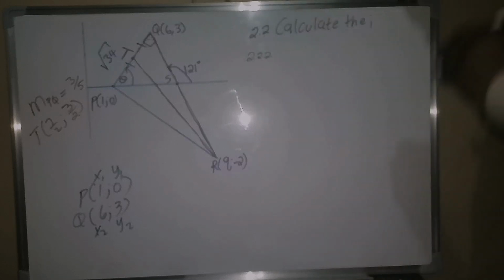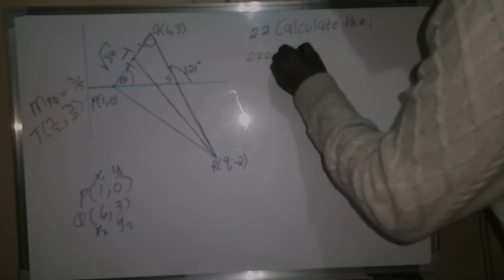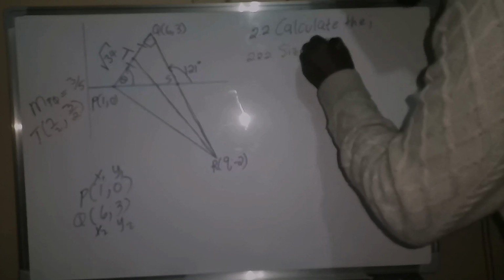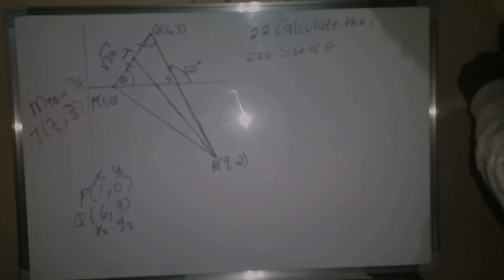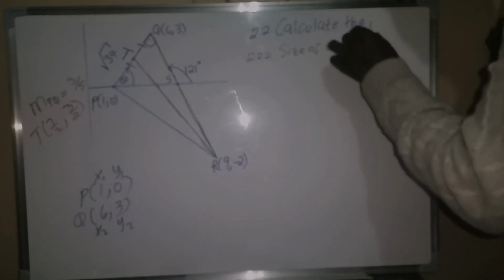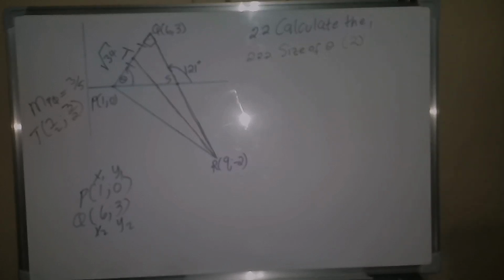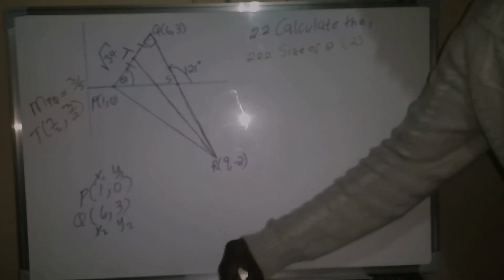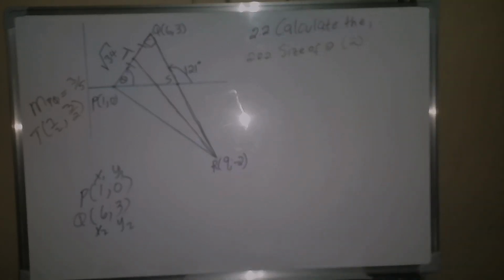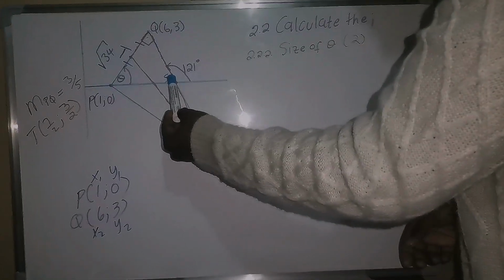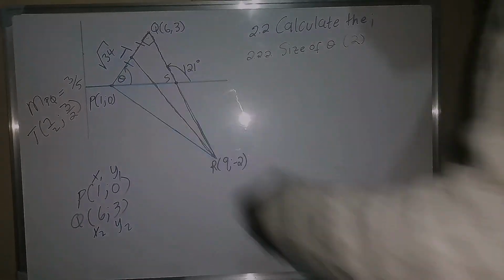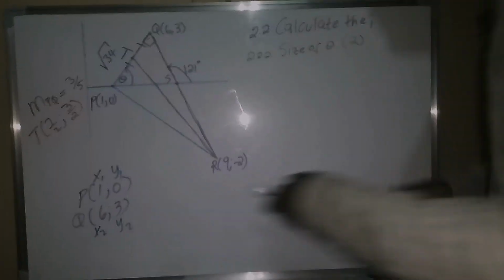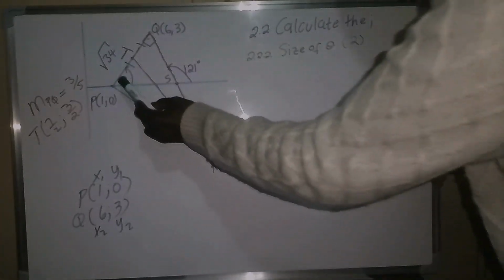2.2.2. Size of theta for 2 marks. Size of theta. Now, where is our theta? You need to know where our theta is before you can answer the question. Our theta is inside this triangle. Like this, here is our theta.